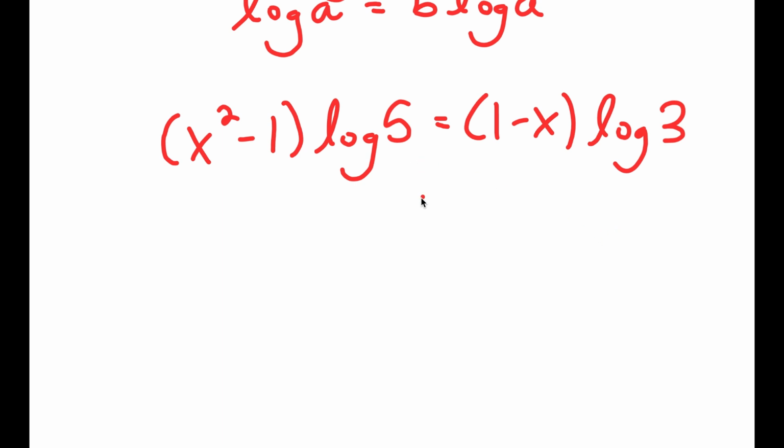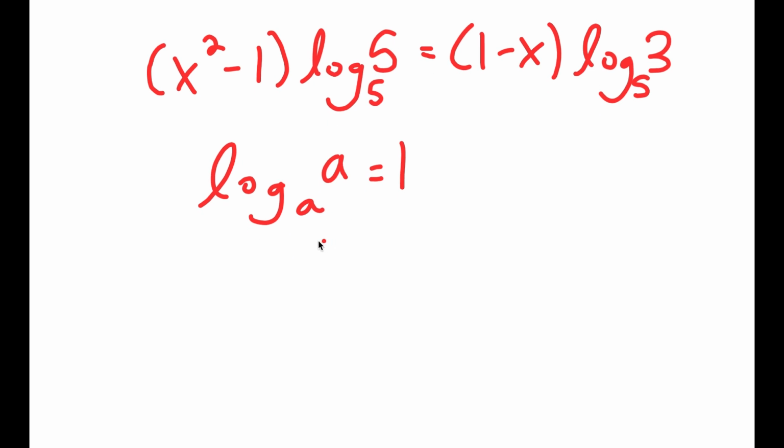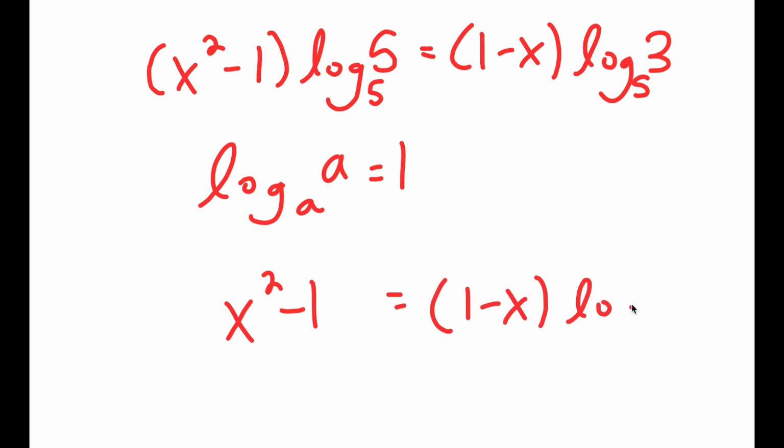Now, I'm going to take both of these logs for base 5. So I'm going to take the base 5 of both of these logs. And if I have something in the form log base a of a, this is simply equal to 1. So log base 5 of 5 is equal to 1, and I get x squared minus 1 times 1, which is the same thing as x squared minus 1, is equal to 1 minus x times log base 5 of 3.